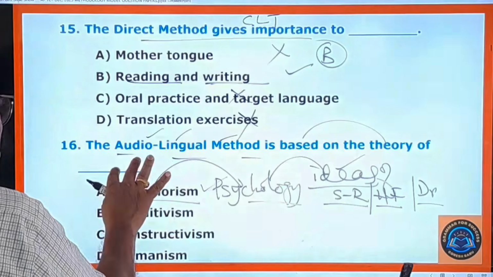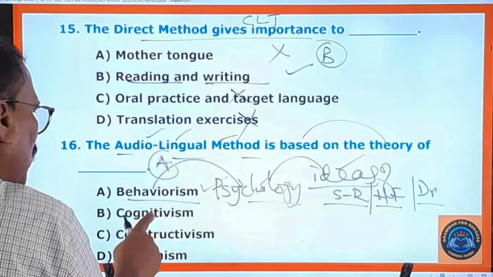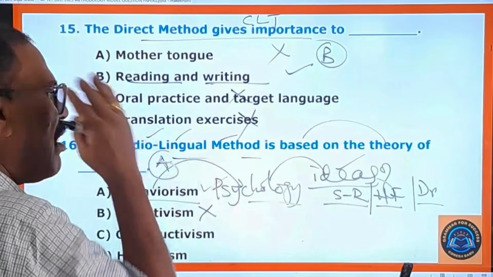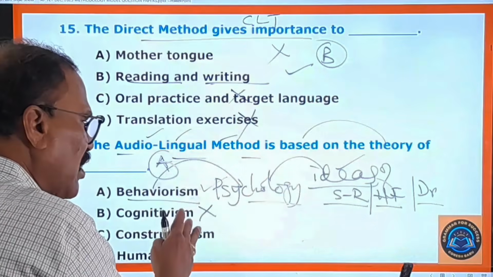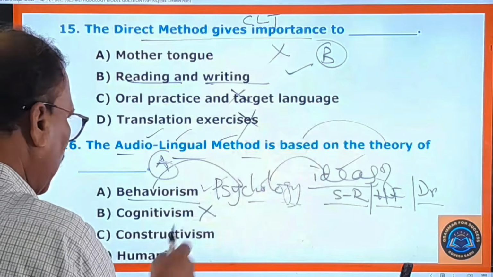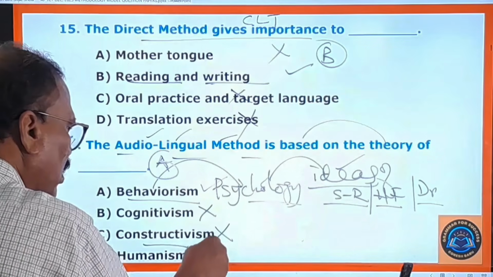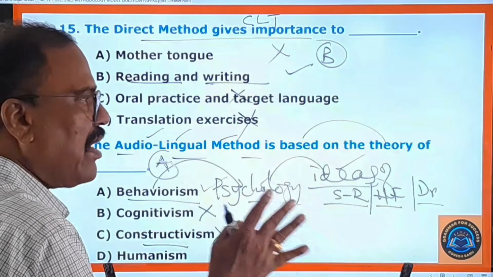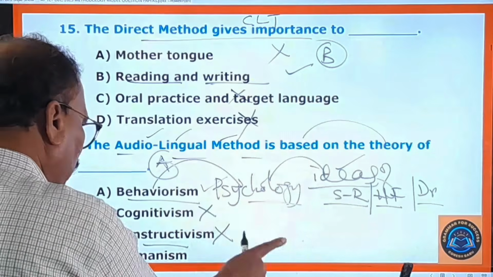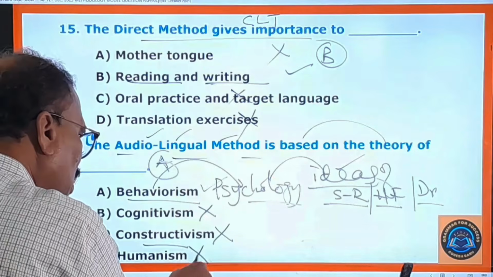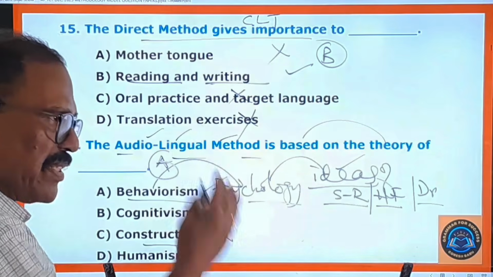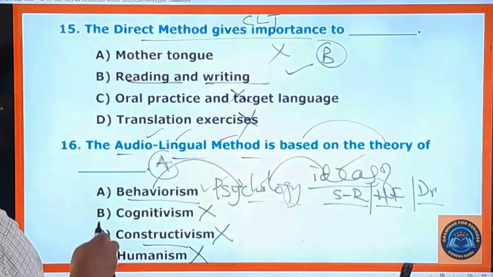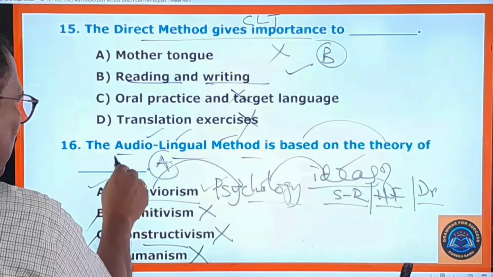So that is why this A is the right one, and this cognitivism is not the right one, because it focuses only on the mental processes, but not on the habits and drills and all that. And constructivism is also not the right one, because it emphasizes learner discovery and also meaning making, and therefore this is not the right one. And humanism is also not the right one, because it emphasizes human emotions and personal growth. So in this way, these B, C, D are wrong, only A is the right one.